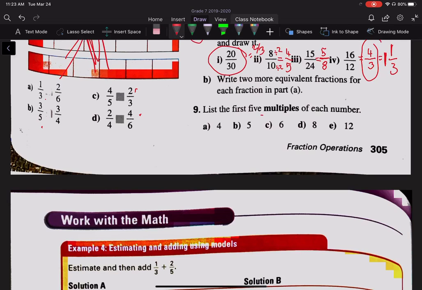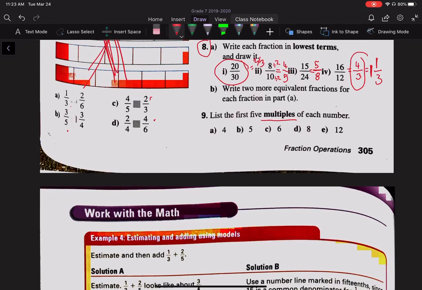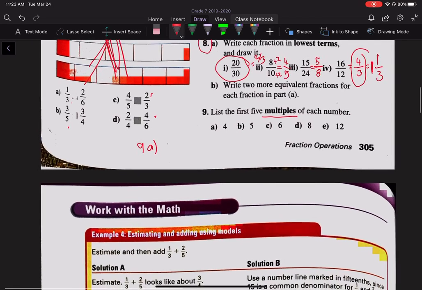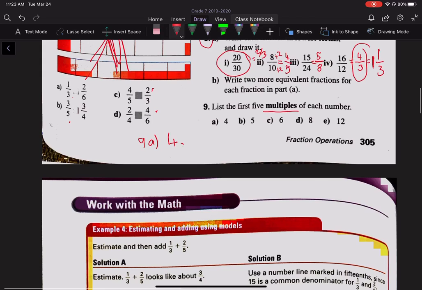What are the multiples of a number? And remember, multiples of a number means you skip count by that number. So let's just do 9A. Multiples of 4 are 4, 8, 12, and so on. You need the first 5 of them. So there we go. B, it's 5, 10, 15, 20, 25.